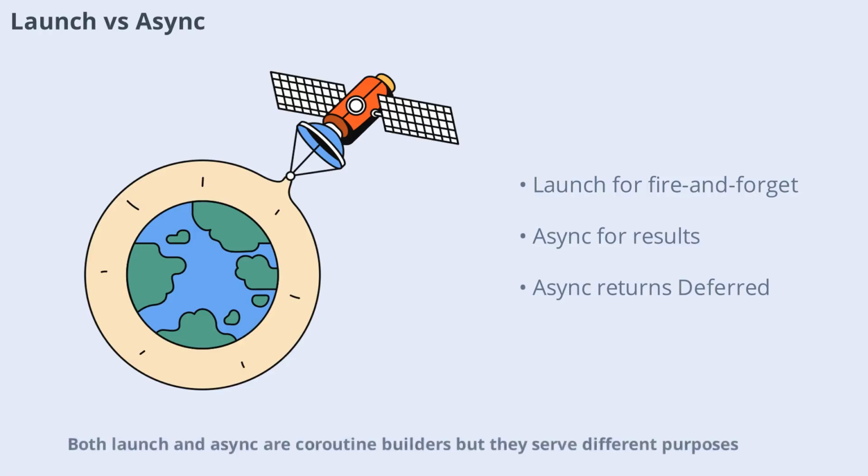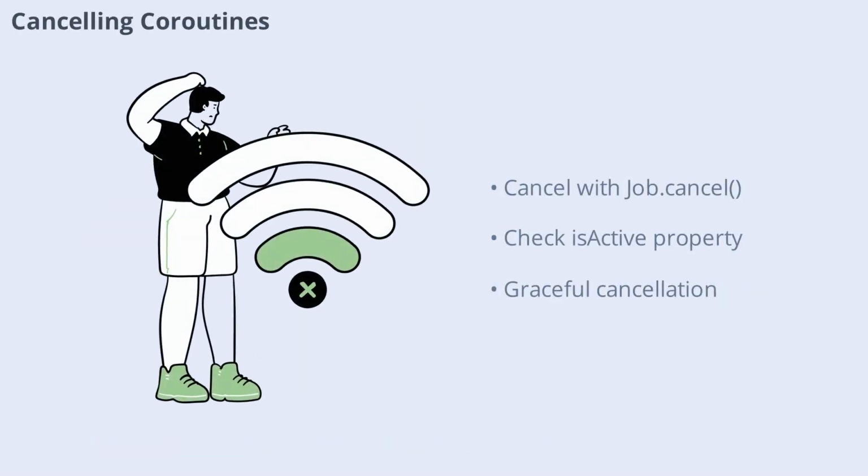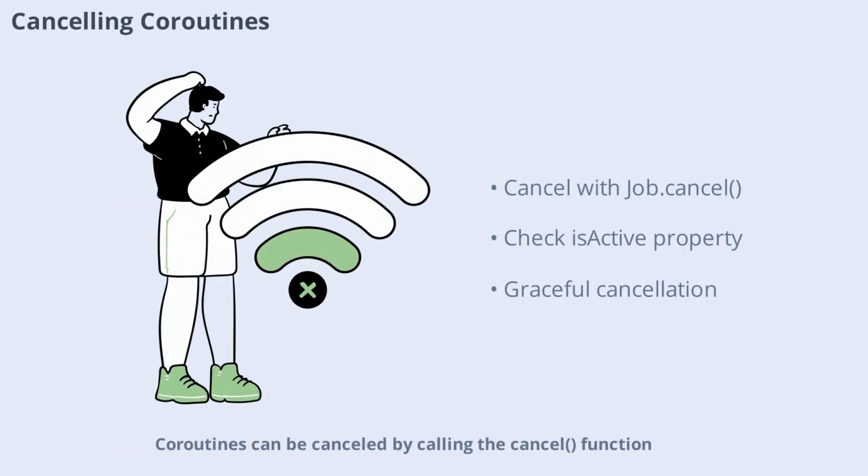Both launch and async are coroutine builders, but they serve different purposes. Launch is used for tasks where you don't need a result, while async returns a Deferred object that represents a future result. This distinction is important for writing efficient and clear concurrent code. Coroutines can be canceled by calling the cancel function on their Job object or by canceling the coroutine scope. Cancellation is cooperative, meaning your coroutine code should periodically check for cancellation using the isActive property. This allows your app to stop tasks gracefully and free up resources.